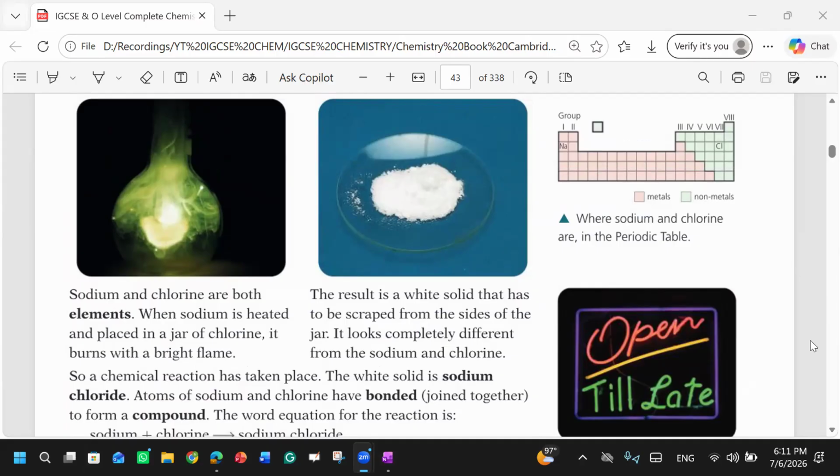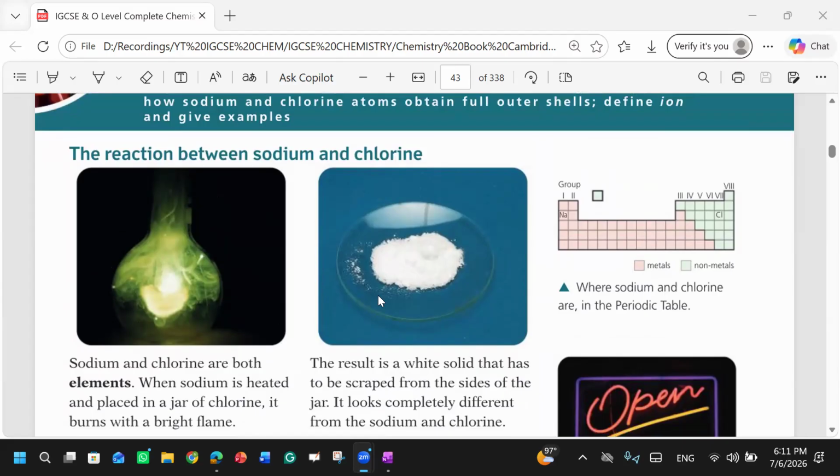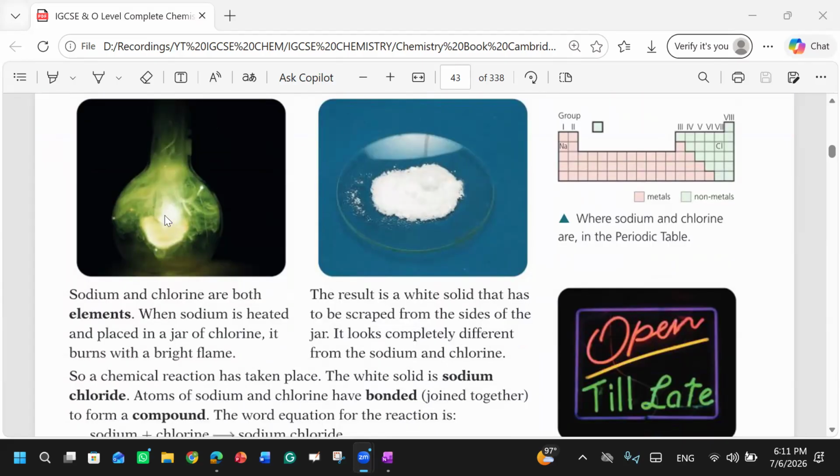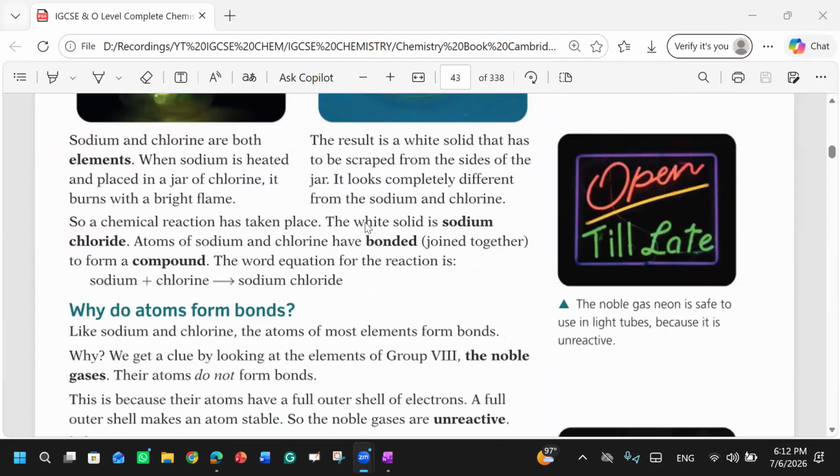It looks completely different from the sodium and chlorine. So you see, individual sodium and chlorine are different. You know, chlorine is a gas. So what they are telling us is that when you place heated sodium in a jar of chlorine, it will burn with a bright flame. This they have shown. And after some time, you will get this white portion, a white solid, that is known as sodium chloride.